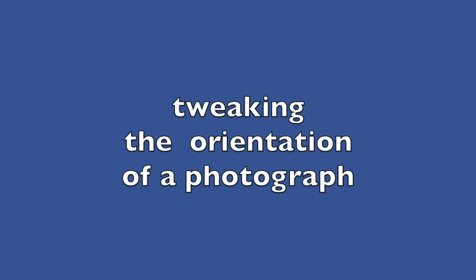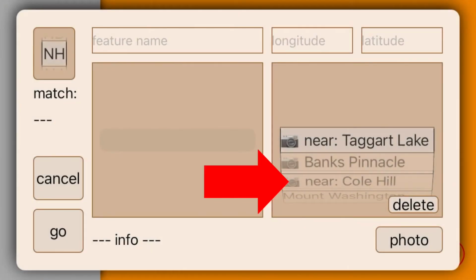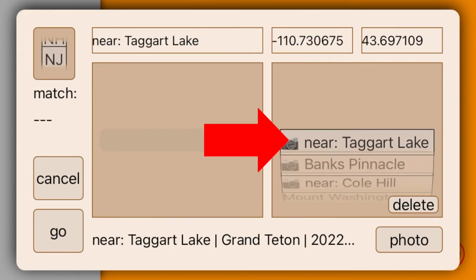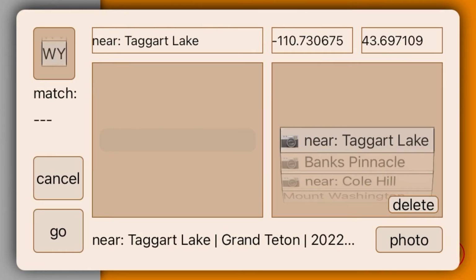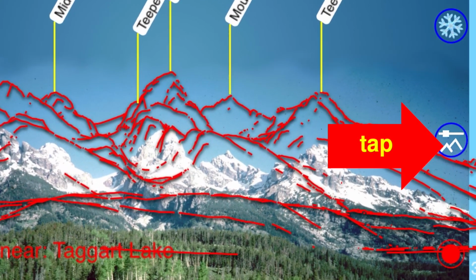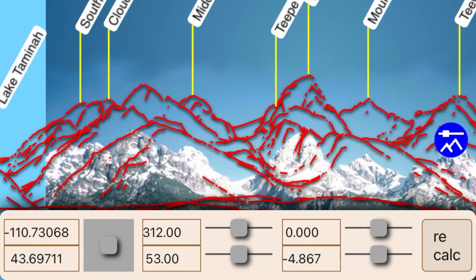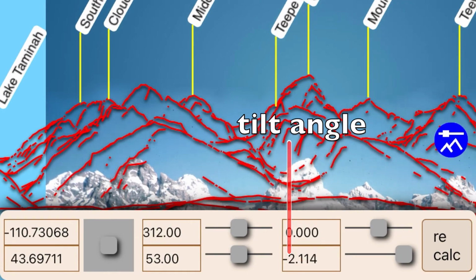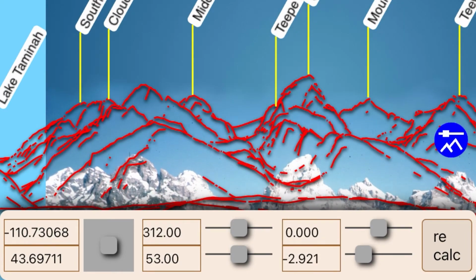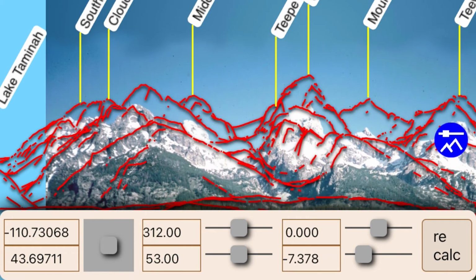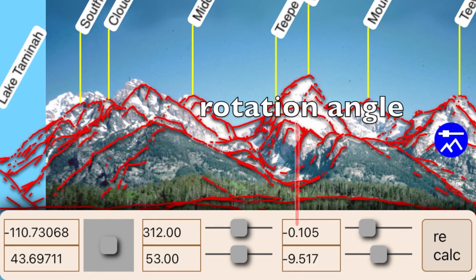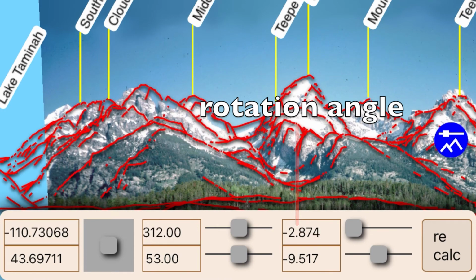Often you will find that you want to tweak the orientation of a photo to better match the mountain profile. In the history list, locations with photos are marked with the camera icon. Tap the Photo Adjustment button to open the Photo Tweaker panel. There are 6 parameters you can tweak. First, you can adjust the tilt angle of your viewpoint. Next, you can adjust the rotation angle of the photograph.